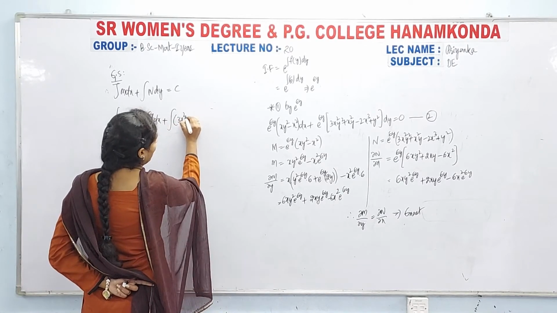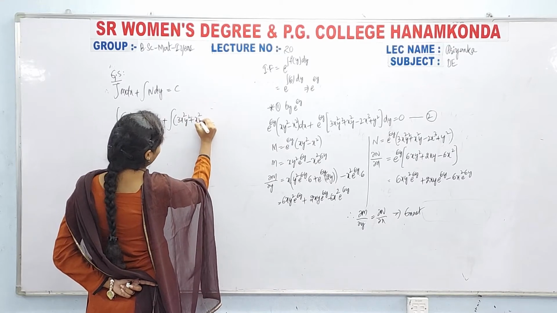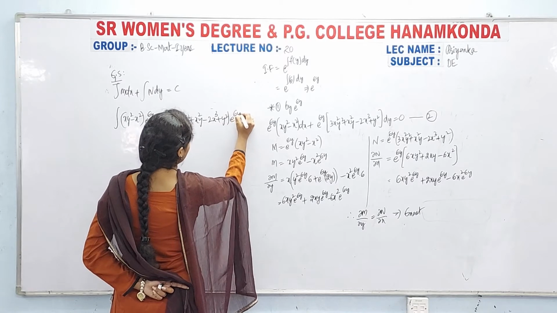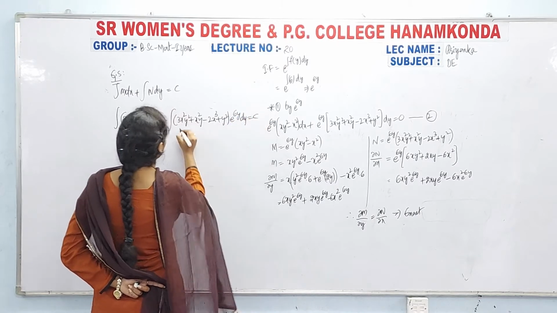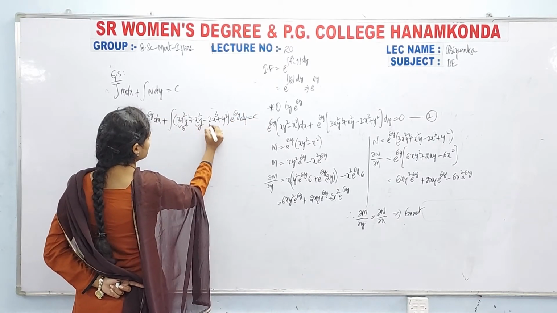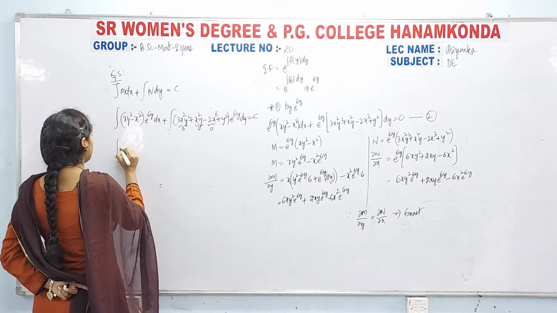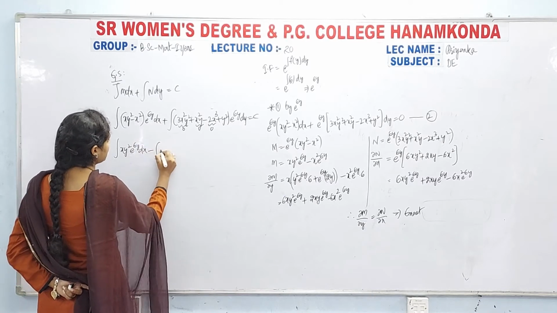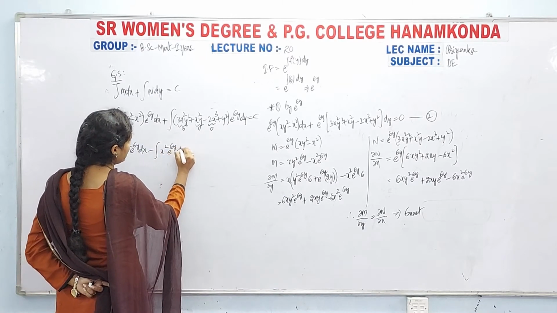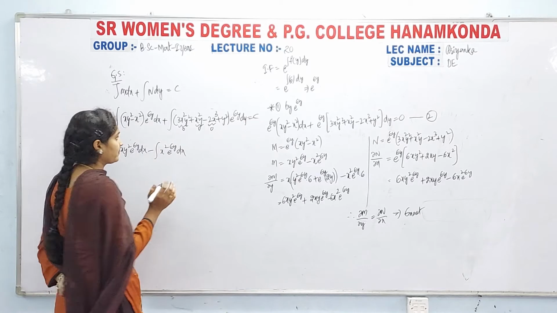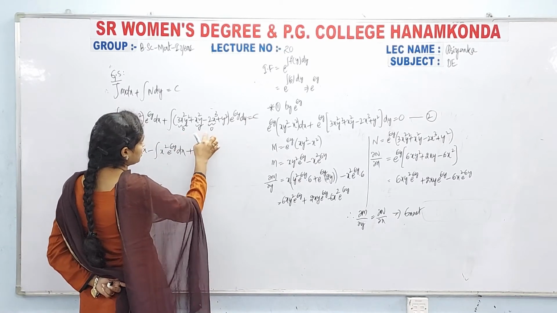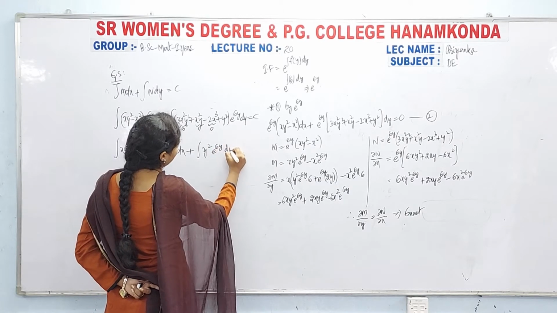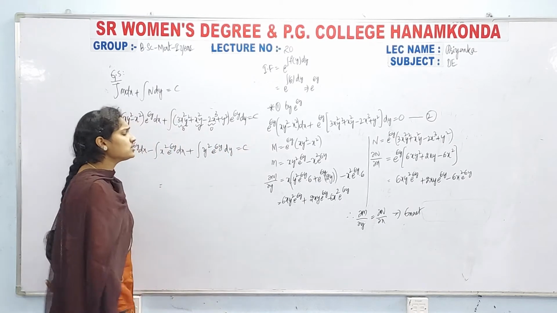3x square y square plus x square y minus 2x cube plus y square e power 6y dy is equal to c. Here I have x, so the derivative is 0. Now integral of x y square e power 6y dx minus integral of x square e power 6y dx, splitting. These terms are zeros, so plus y square into e power 6y dy equal to c.